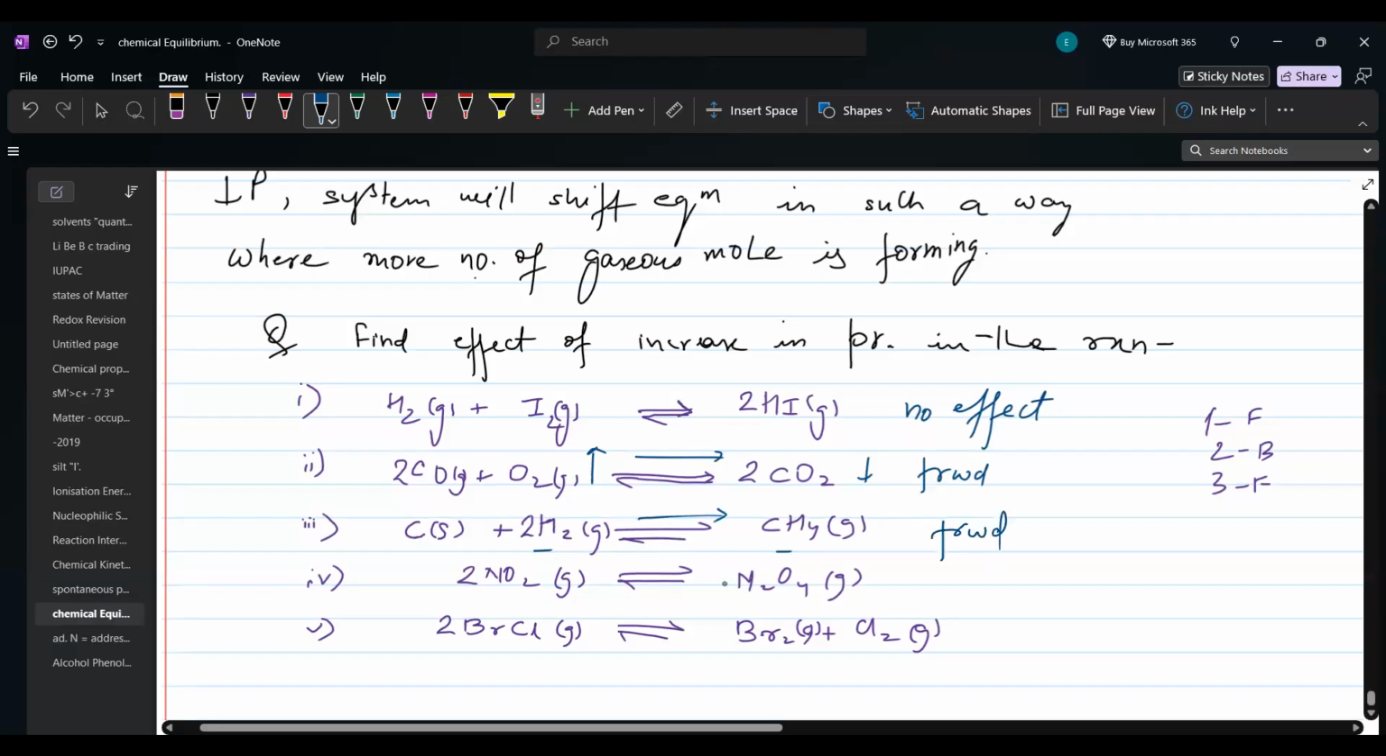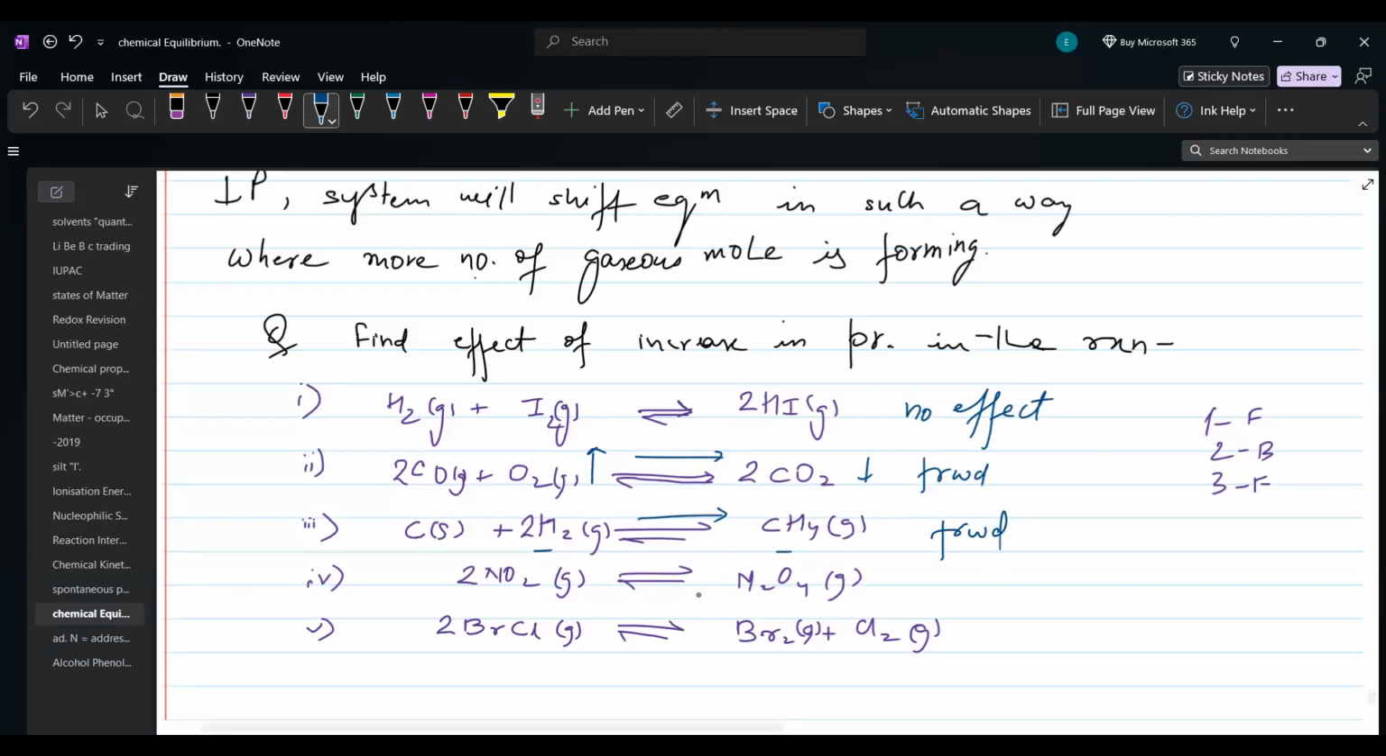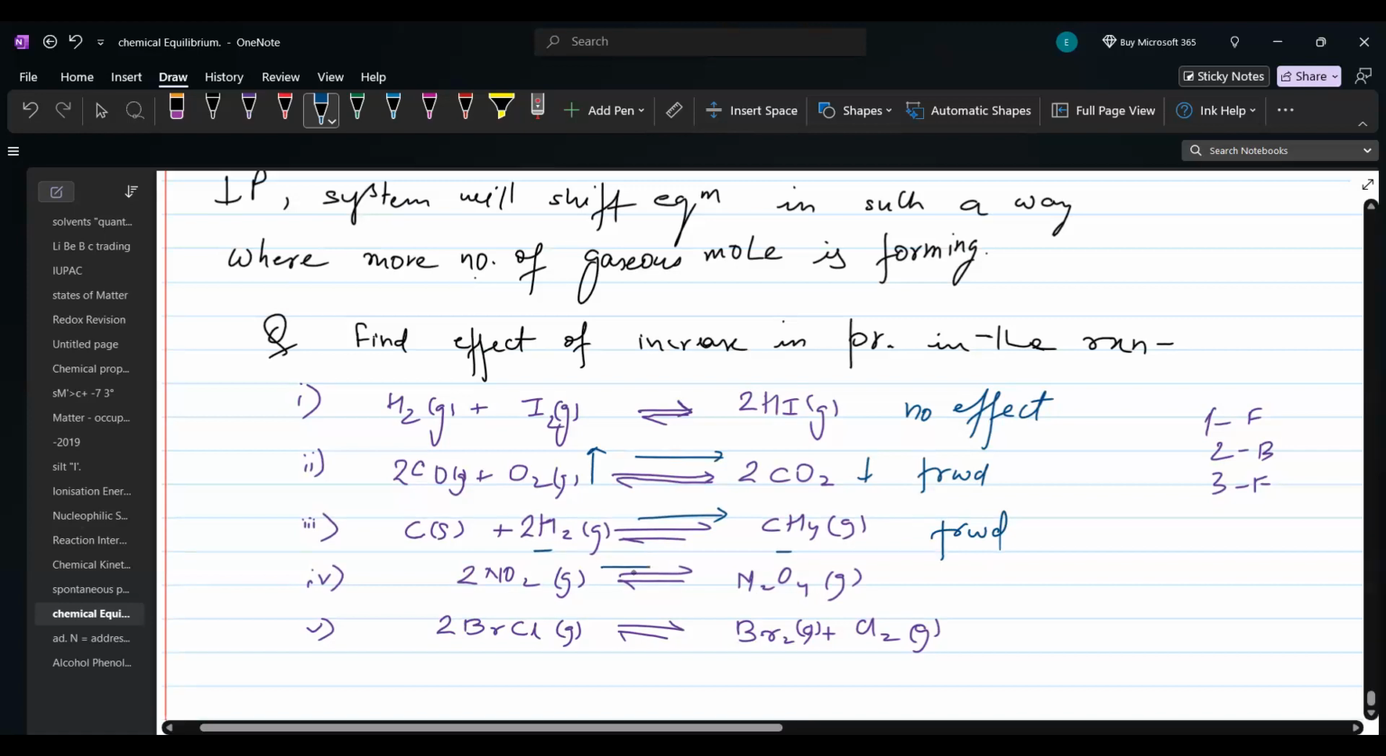Okay, now the fourth question. Here 2 moles of NO2, 1 mole of N2O4. So after increasing the pressure, obviously the system will move in the forward direction only. Okay, the questions were selected so that they are all moving forward. No problem, the system can move in the backward direction also.